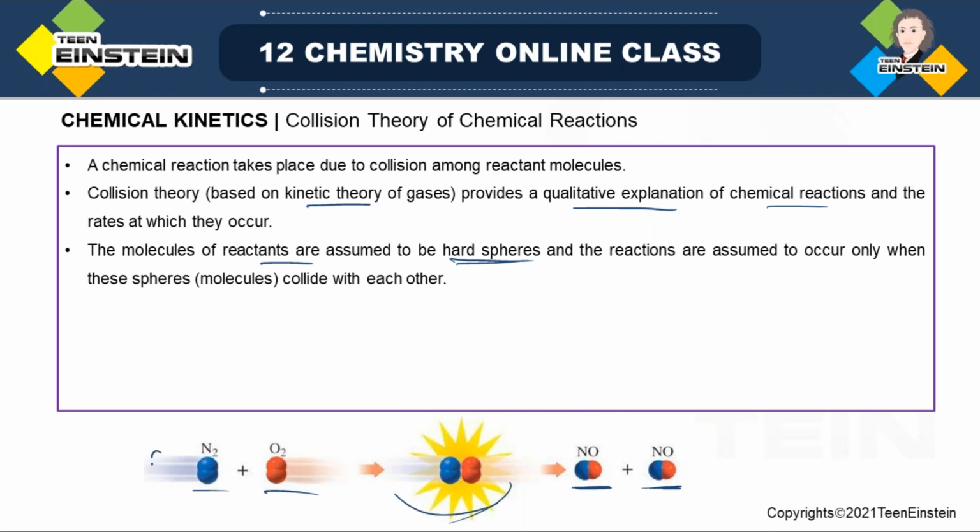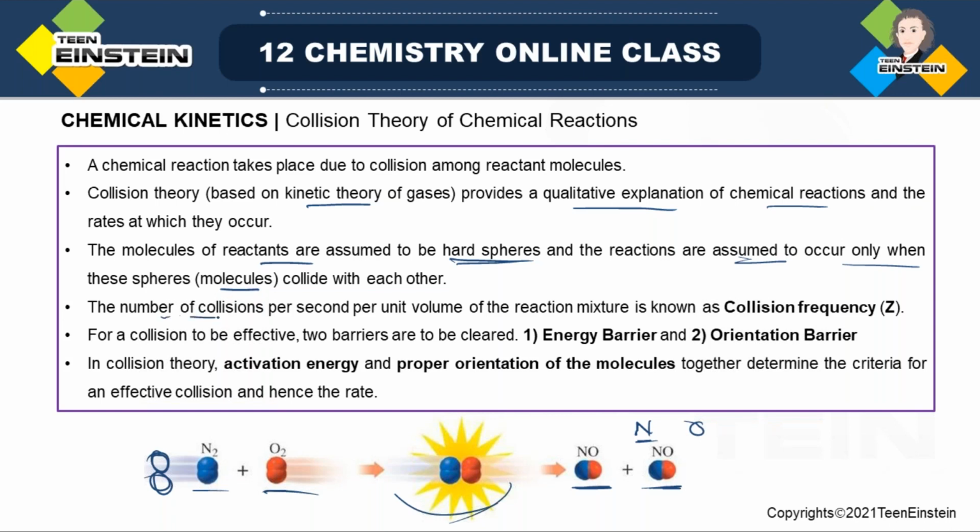Suppose here we have 2 atoms of nitrogen, we have to consider it as if it is a hard sphere. And the reactions are assumed to occur only when these spheres, that means the molecules, are colliding with each other. Then only is reaction possible, because if there is no collision, reaction is not possible. Because in the product, there is a bond between nitrogen and oxygen. So if the nitrogen molecule is not interacting with oxygen, how is bond formation between N and O possible, right? So that is why collision is required.